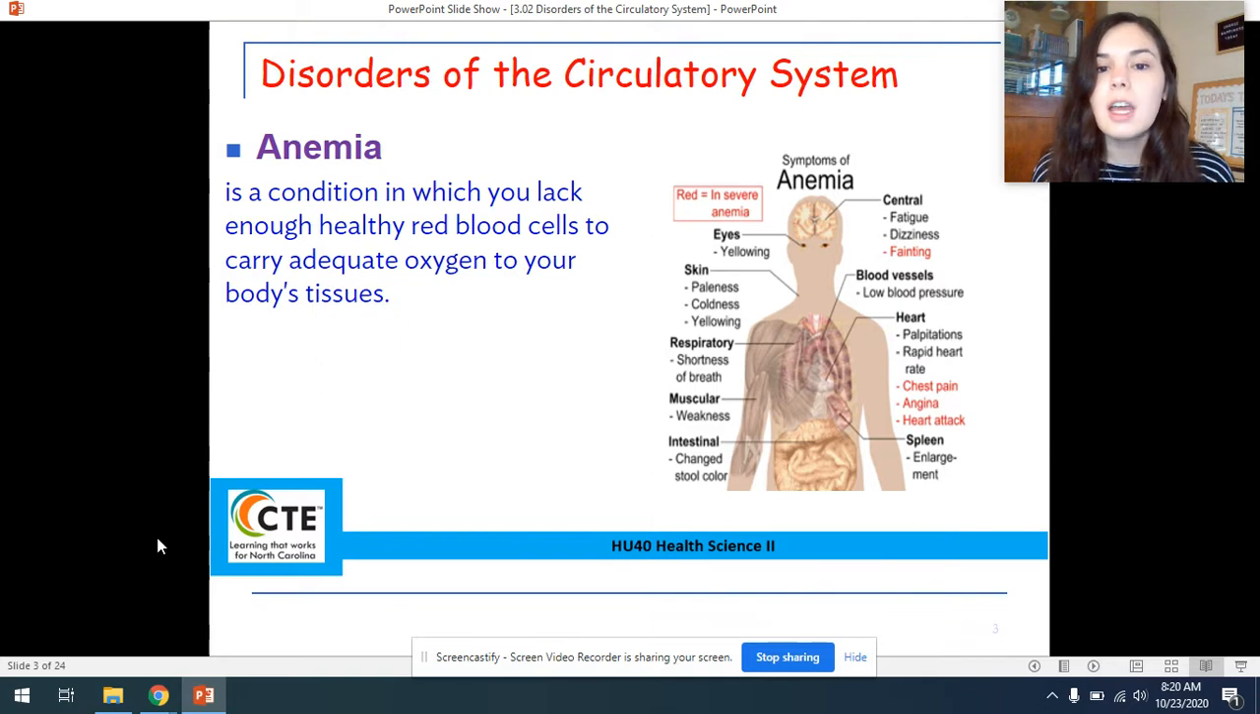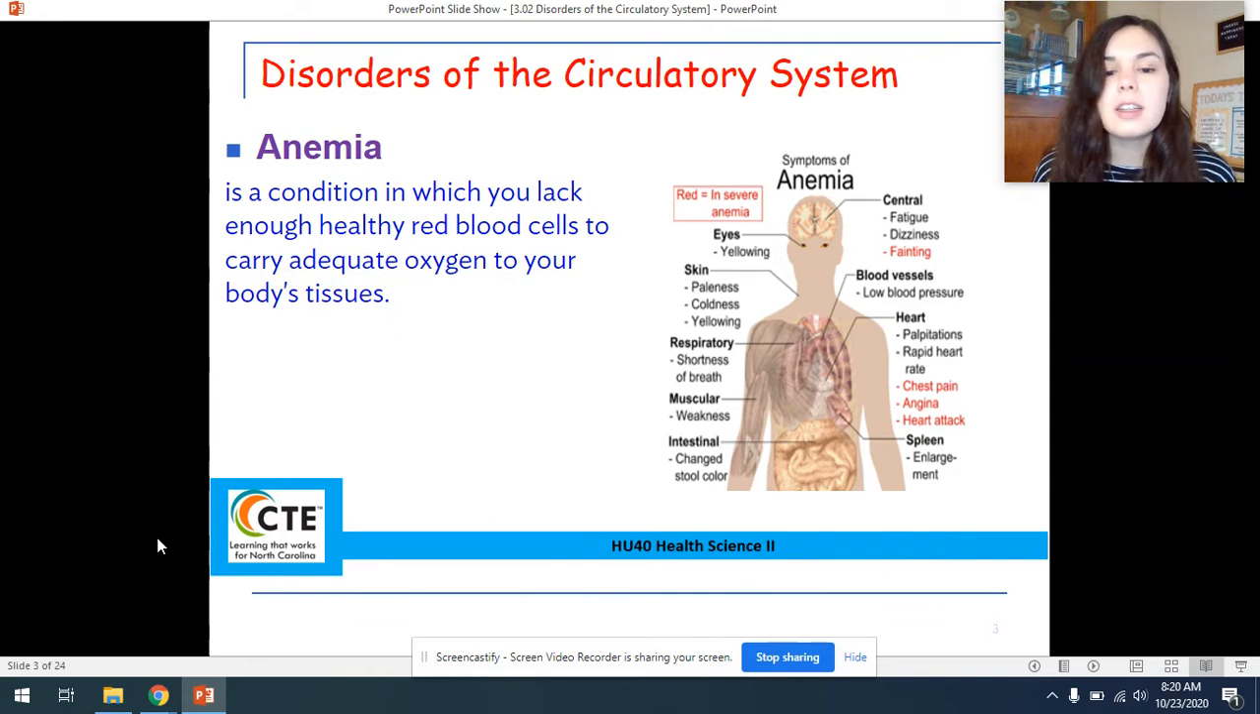In your central nervous system, anemia can lead to things like fatigue, dizziness, and fainting. And you can see on this image here, the things in red are the symptoms for people who have severe anemia. So fainting would be a symptom of severe anemia. In your blood vessels, it can cause things like low blood pressure. In your heart, it can cause palpitations, rapid heart rate, chest pain, angina, and even lead to heart attacks in some really severe cases. In your spleen, it can cause enlargement of the spleen.